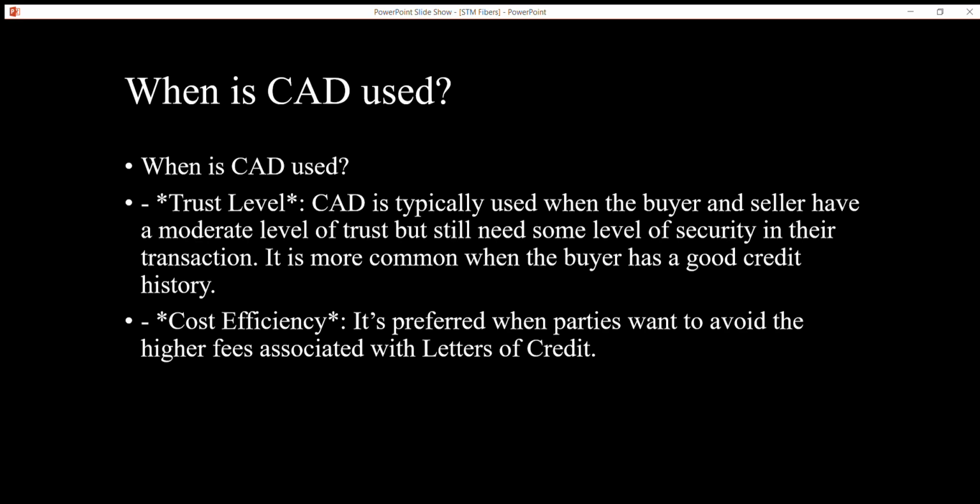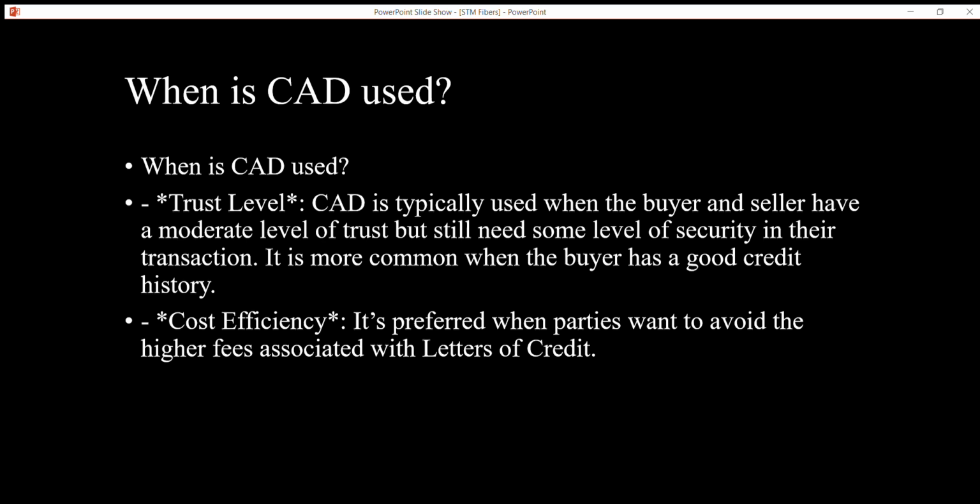When is CAD used? First, trust level. CAD is typically used when the buyer and seller have a moderate level of trust but still need some level of security in their transaction. It is more common when the buyer has a good credit history.